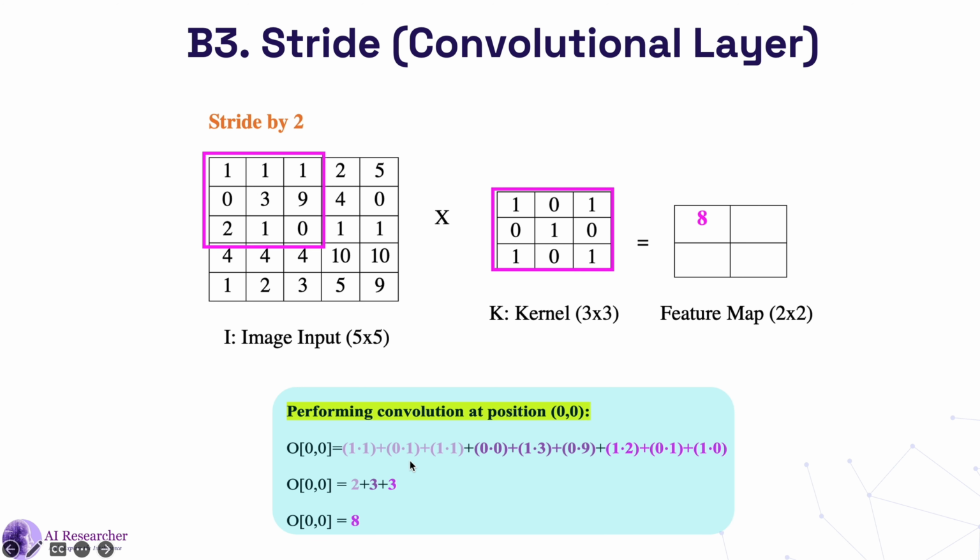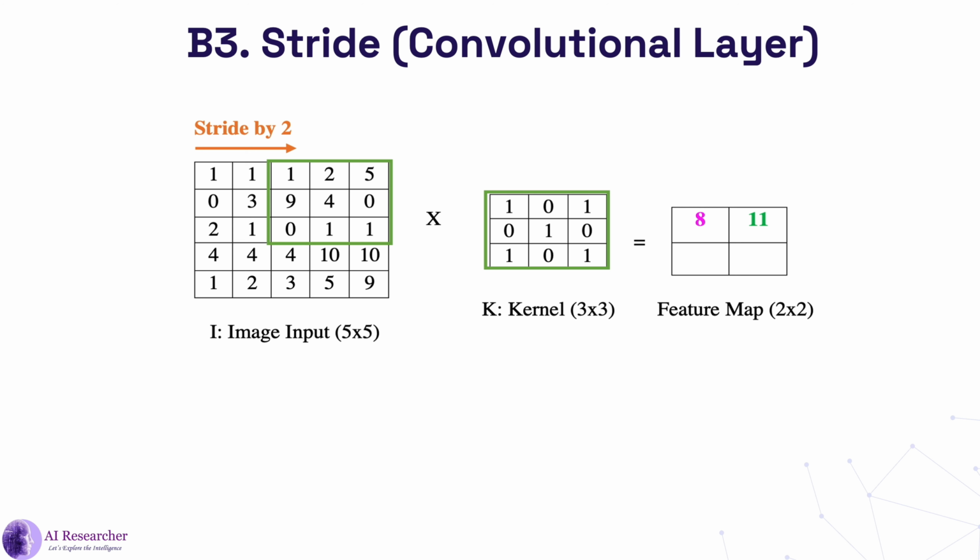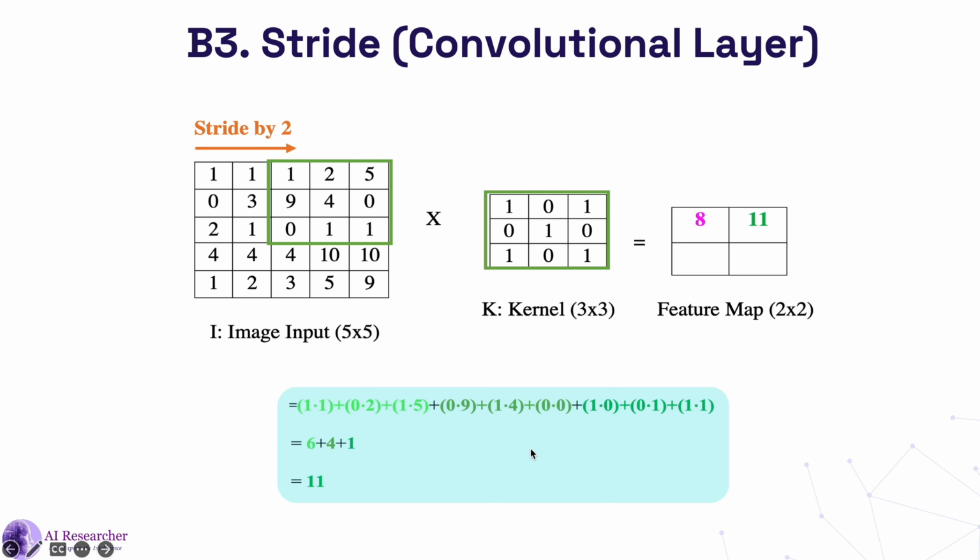And this is the formula, the computations that happen while calculating the element of the feature map. Next, the kernel position is moved by 2 columns on the input image, as we said stride is equal to 2 here. After performing similar operations as I mentioned before, the next component of the feature map is 11. So this is the computation that we did, and the final value is 11 here at position 0, 1.